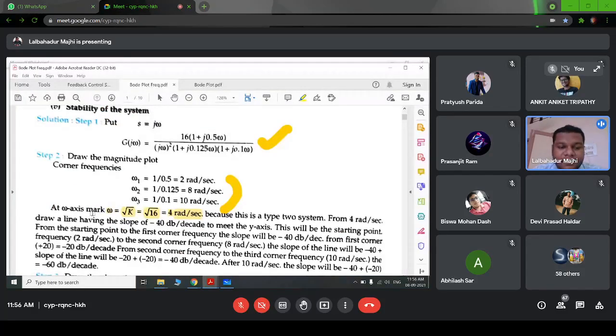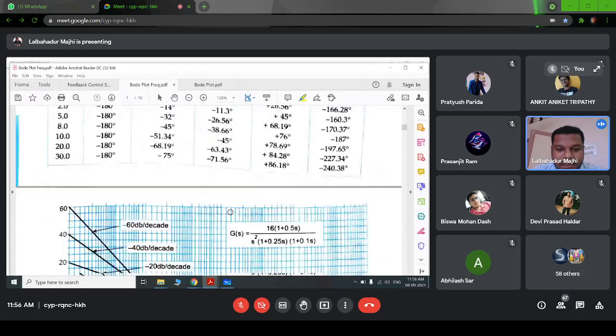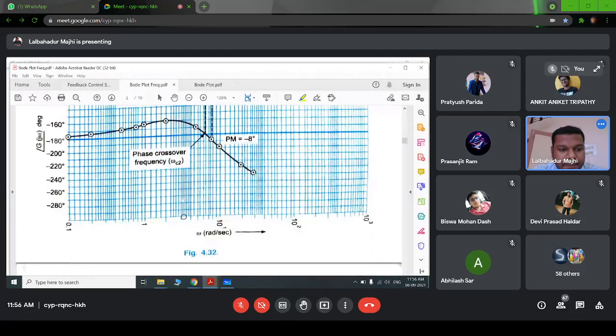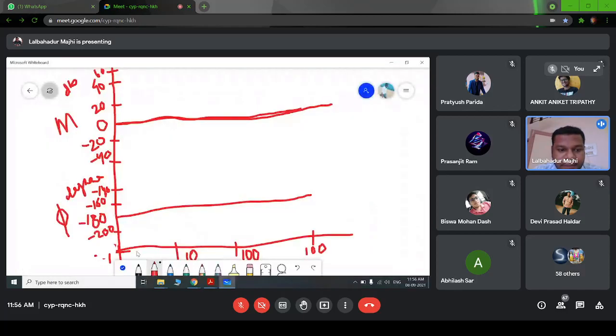So let's start with this graph diagram. We can start with 0.1. Okay, 0.1 will be better. So let's say we have this frequency starting from 0.1. Then 0.1, 1, 10 and 100. And we can go up to 1000.